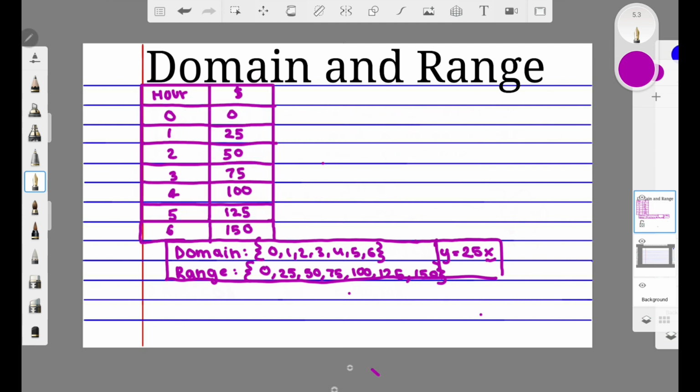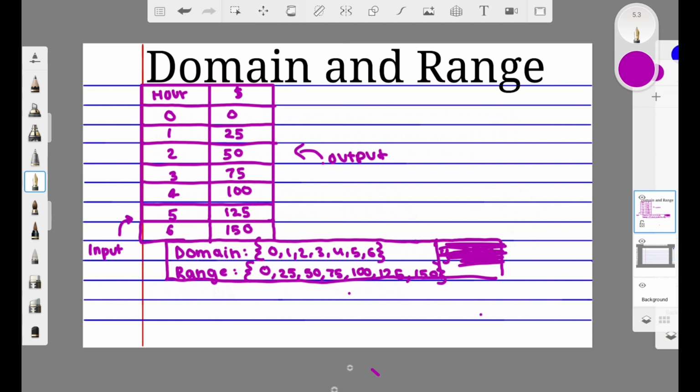So if we were given a table, we still need to do the same first step by identifying that the hour is going to be our input and the total money is going to be the output. But it would have been easier. We wouldn't even have needed this equation, because all of these on the left side of the table would just be our domain values, and the right side would just be our range values.